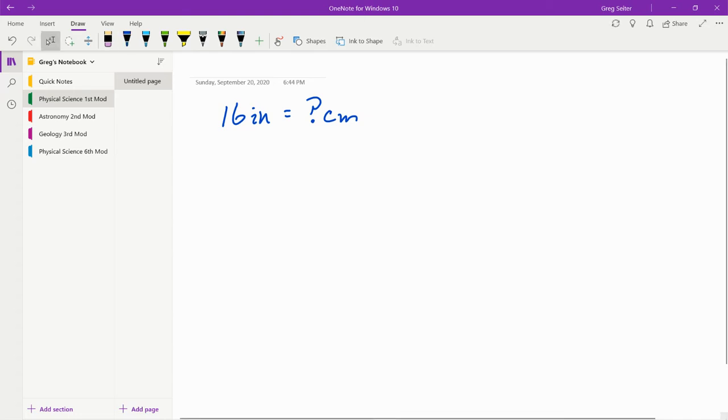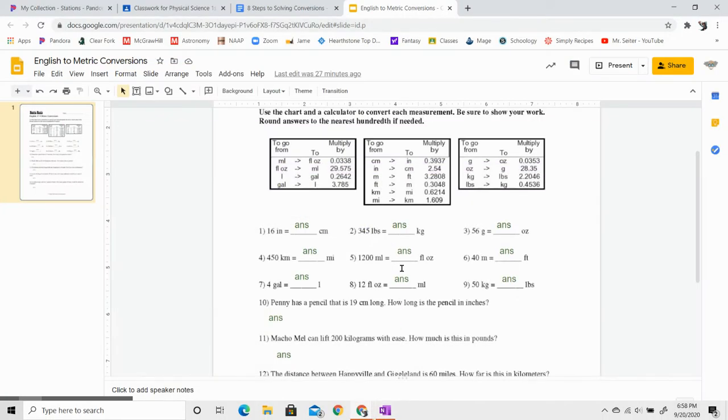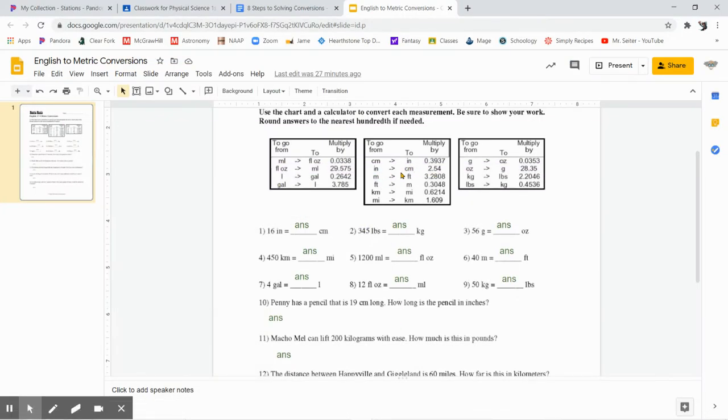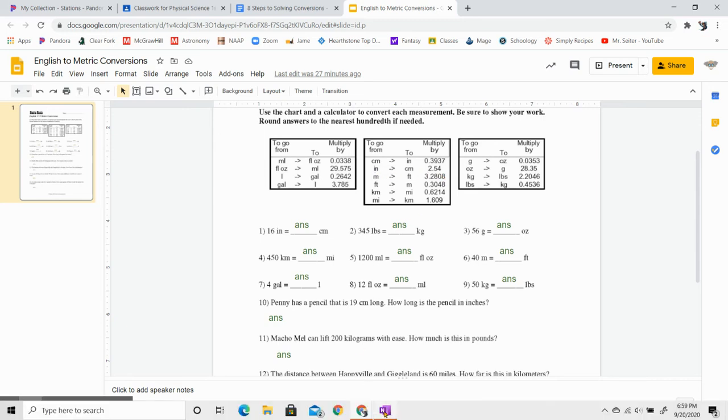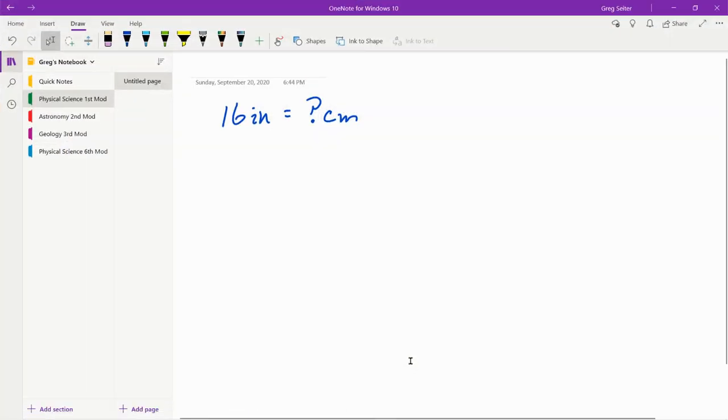Now let's go back and check out our conversion. Inches to centimeters right here. There are 2.54 centimeters in each inch. 1 inch equals 2.54 centimeters. So we've read our problem, we've written it down. Now let's get our conversion. 2.54 centimeters equal 1 inch.